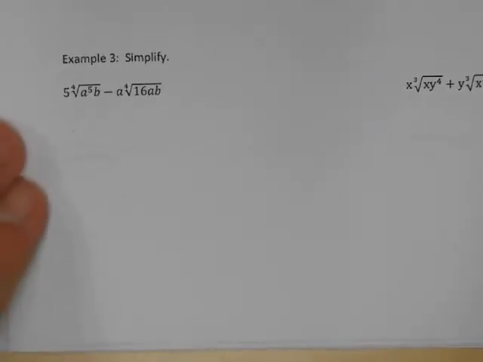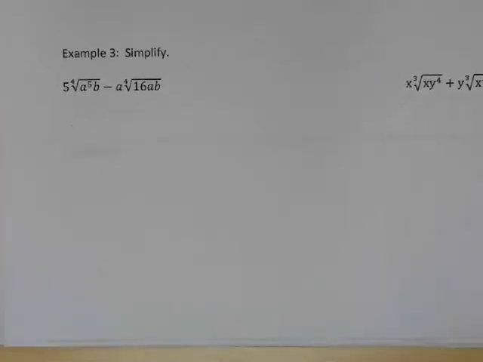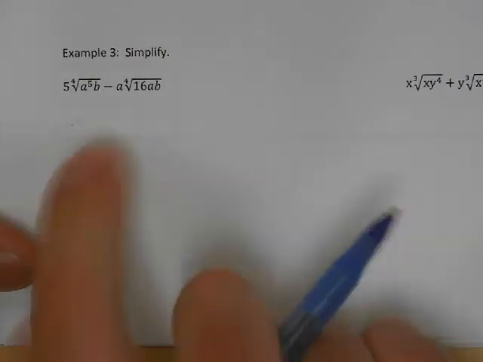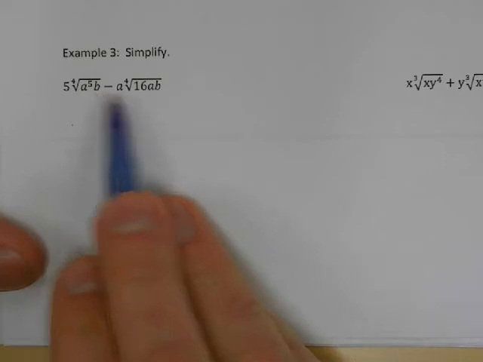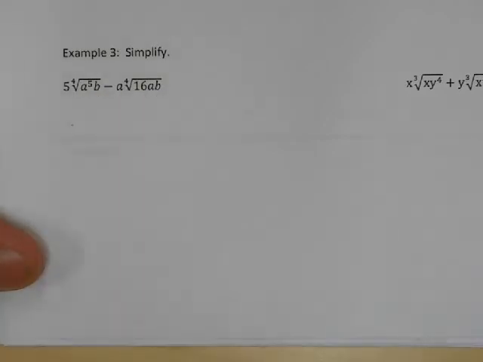All right, moving on. All right, part 1 of example 3. Do we have like terms here? Well, I got the 4th root of a to the 5th b. Here I've got the 4th root of 16ab. So no, they're not like terms yet. Okay, but can we simplify these things?